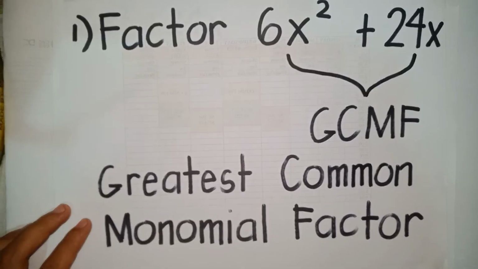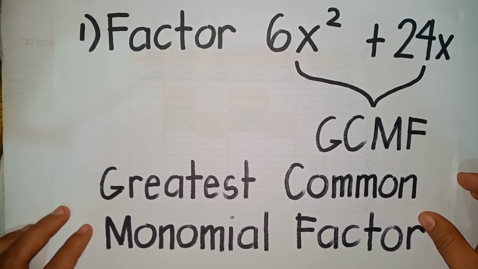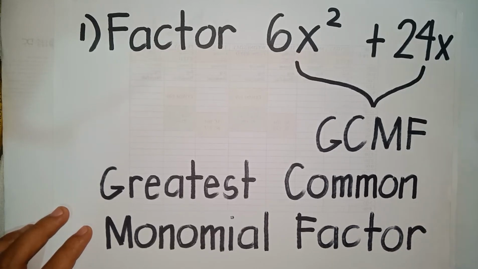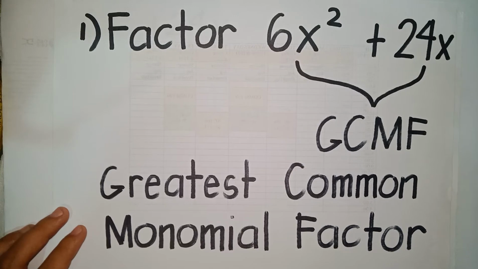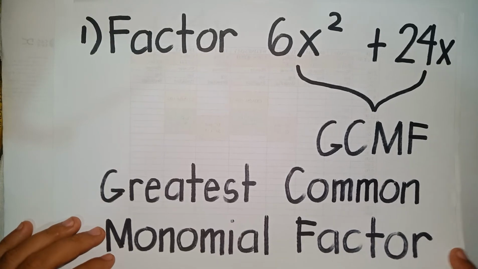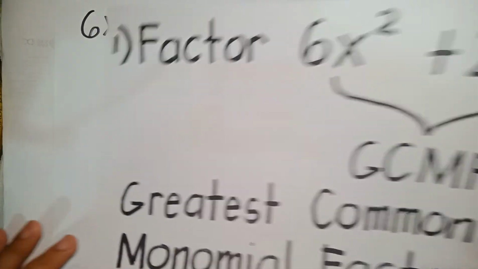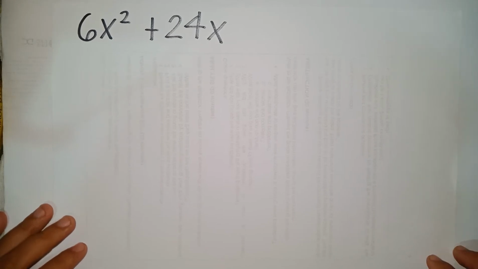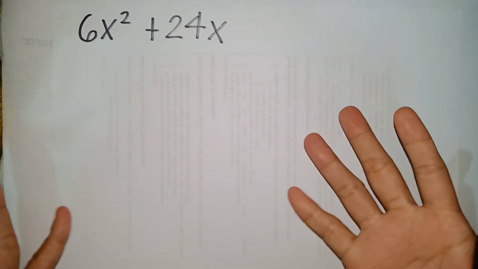Now let's proceed. Our first example: factor 6x squared plus 24x. Our first step is to determine the GCMF, or the greatest common factor of the polynomial. And we will be using prime factorization in this example to get the GCMF. And this is how we are going to do that.